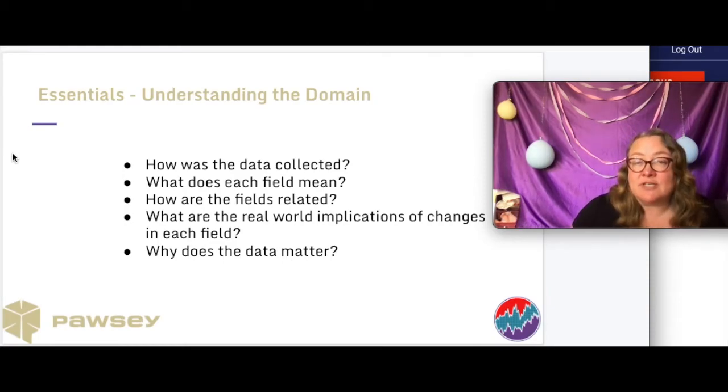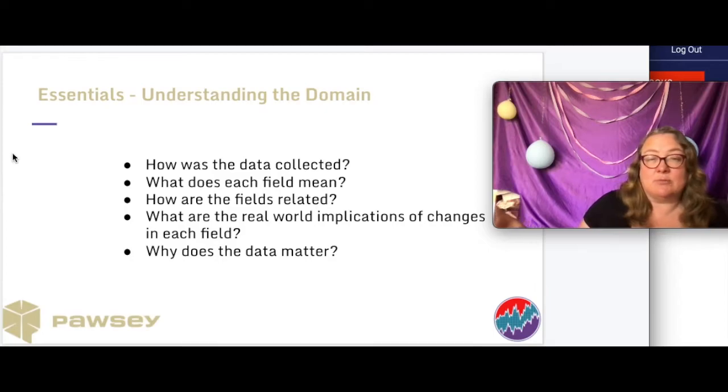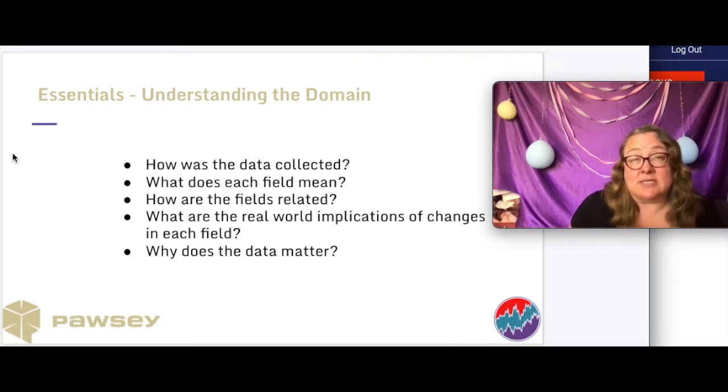What does each field mean? What does it represent? What actually does this data show? And how are the fields related? So it's understanding that real-world implication of how the data interacts and what it means, what each category means, and what the implications of changes are in each field. And the last one is really important. Why does this data matter? Why should I care?